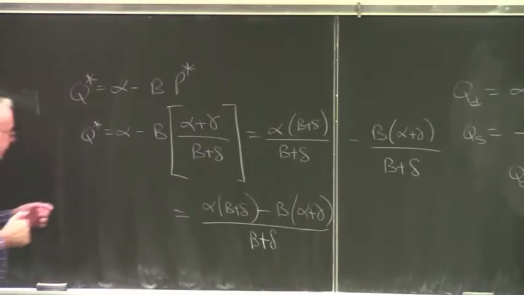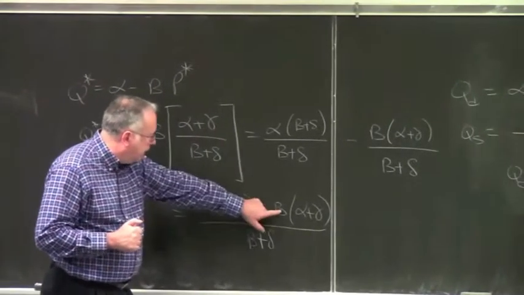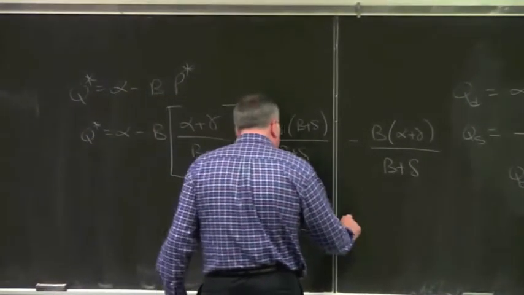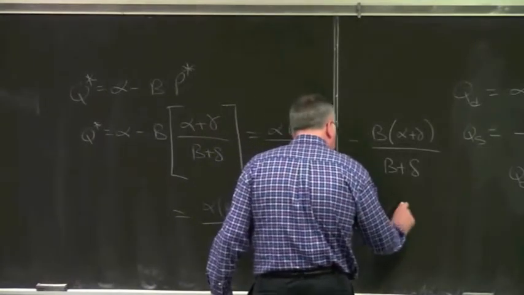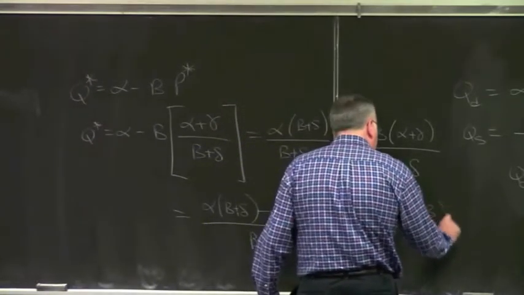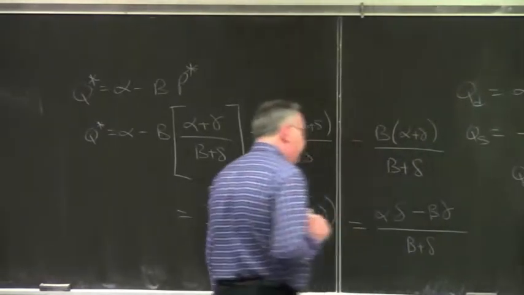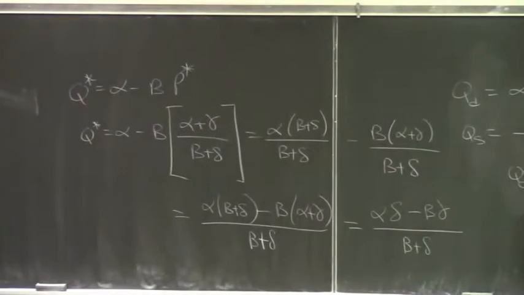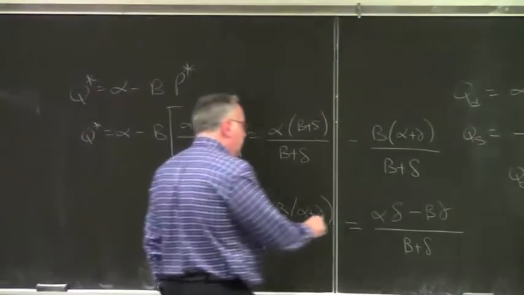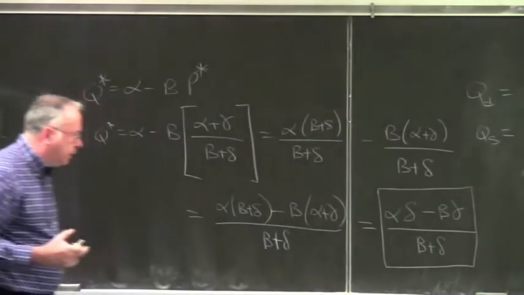This can be further simplified a little bit by noticing that if you multiply this out, you get alpha beta minus alpha beta here. So this numerator will simplify to alpha times delta minus beta times gamma, all over beta plus delta. And that would be our simplified expression for Q star. Notice Q star here is expressed as a function of the parameters.